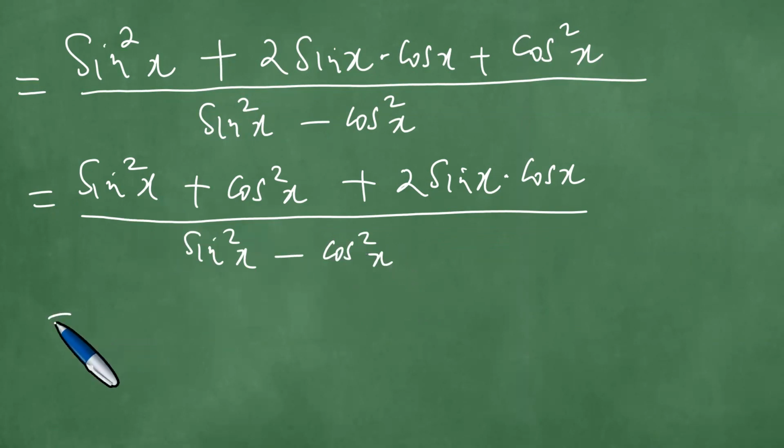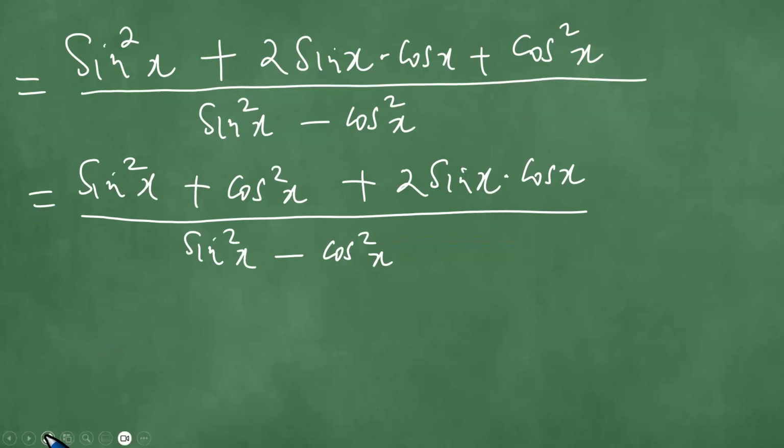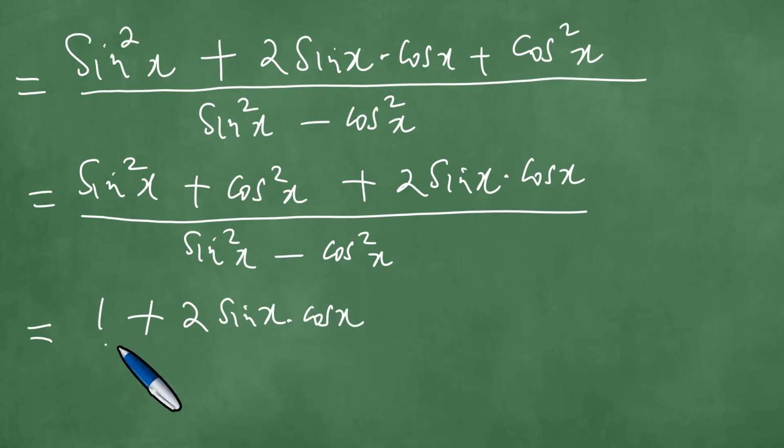What is sine squared plus cosine squared? What is it equal to? Anyone? 1. Well done. That is the squares identity, the Pythagorean identity. So this is a 1, added to 2 sine x times cosine x, and we divide everything by sine squared minus cosine squared.